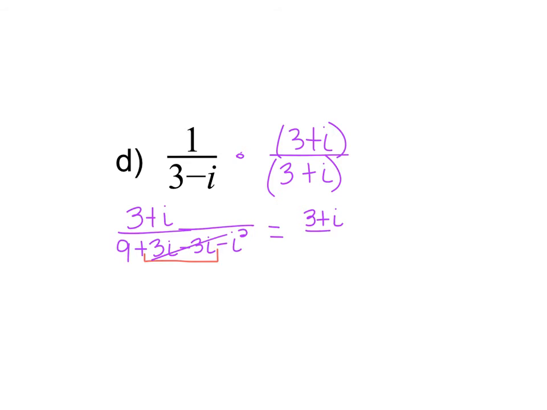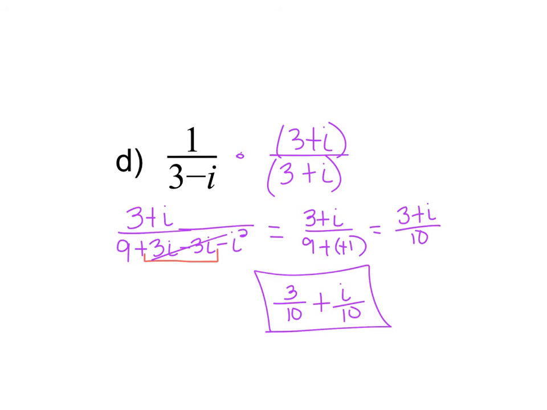So I still have 3 plus i on top, and now I have 9 minus, and i squared would be -1. So that becomes plus, so this answer, we're getting closer, is 3 plus i over 10. Remember, we need to split it up and put the i term second, which on this one it is. So let's write it as 3/10 plus i over 10. And that would be your answer.